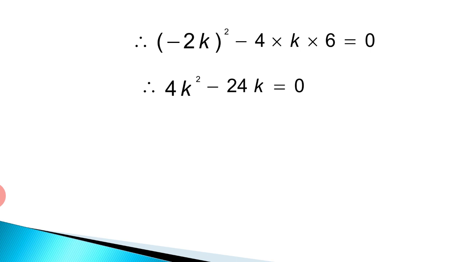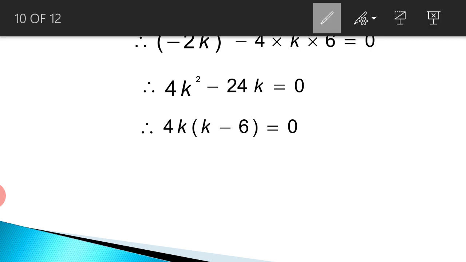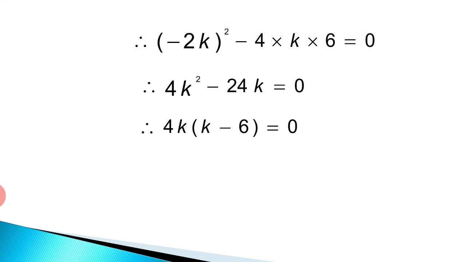Now how will you factorize? Can you see that there are two terms and in both the terms k is common, even 4 is common? So can we take 4k common? So 4k, what is left here? 4k into k, and 24 divided by 4 will be 6. So it will be k minus 6. Getting, children? How did you get that? I hope you must have understood, because we are factorizing for so many days. So 4k into k minus 6 is equal to 0.